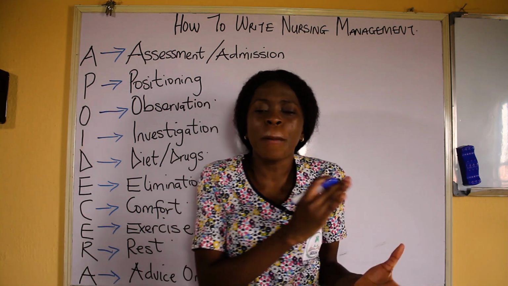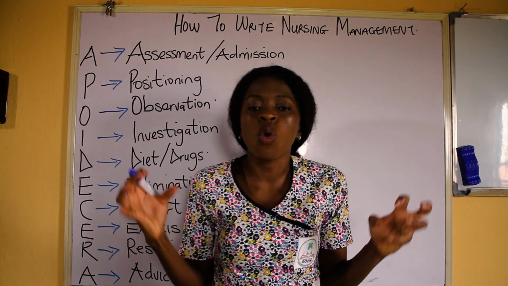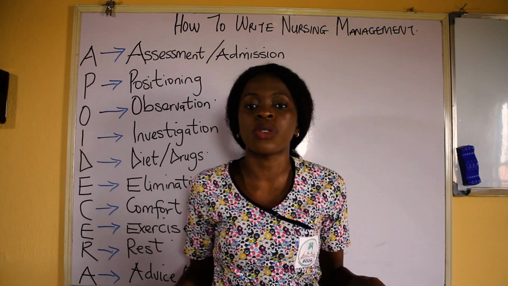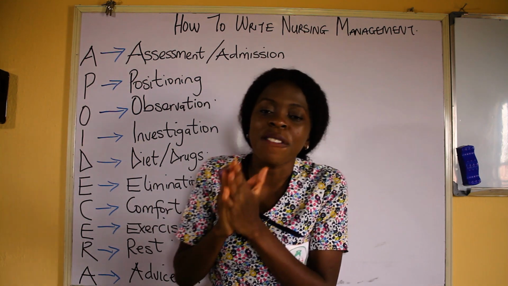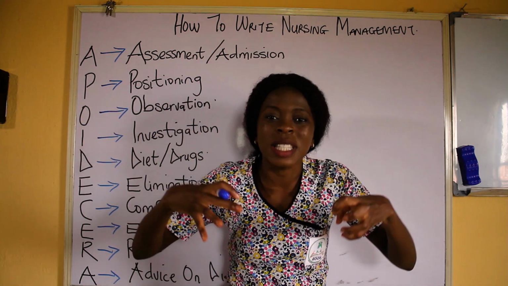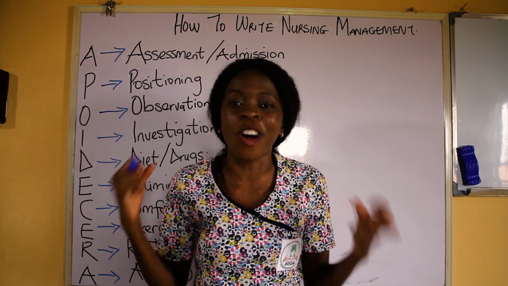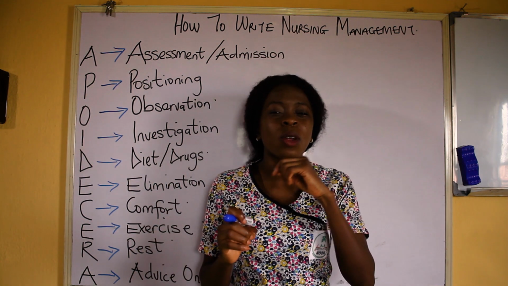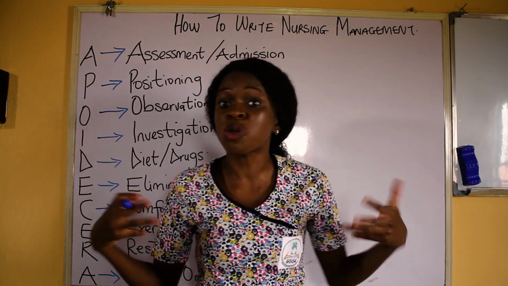So depending on the patient's condition, that depends on what you are going to write under comfort. So those your nursing interventions for those particular diagnoses, that is what you put inside what? Inside comfort. So in comfort, you're having more than 4-5 points to drop.